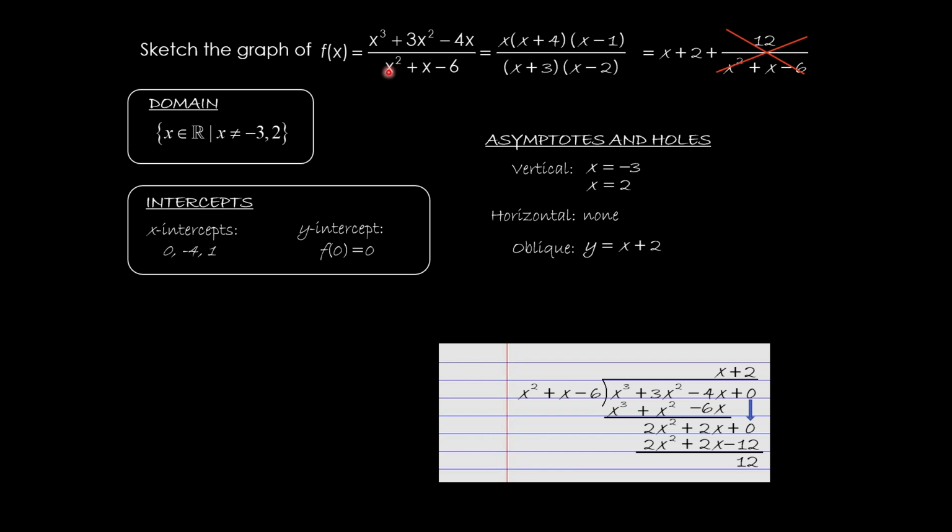Now keep in mind, if we were dividing by something linear here, you wouldn't have to use long division. You could use synthetic division. But in this case, we were kind of stuck with long division.